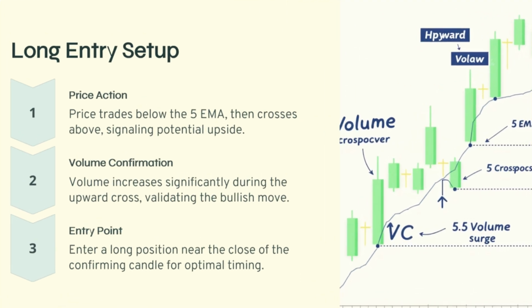Long entry. Setup, price action: price trades below the 5 EMA, then crosses above, signaling potential upside. Volume confirmation: volume increases significantly during the upward cross, validating the bullish move. Entry point: enter a long position near the close of the confirming candle for optimal timing.